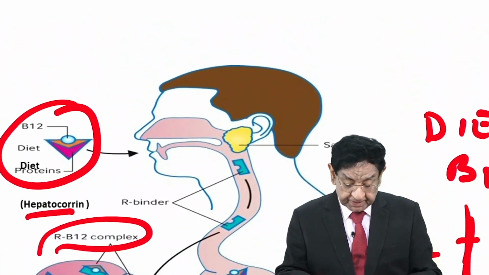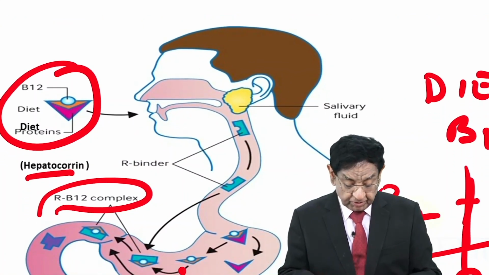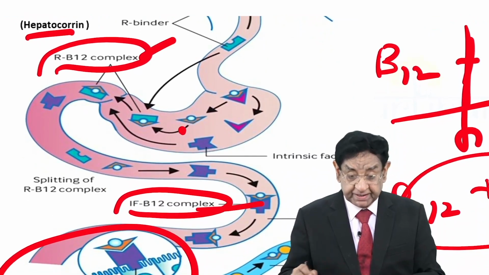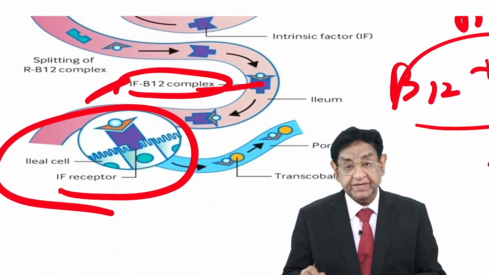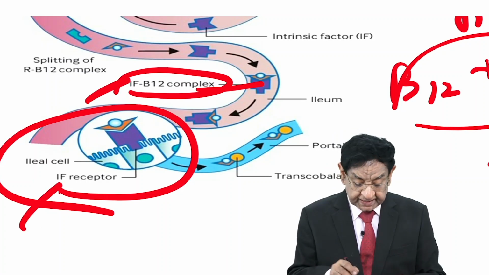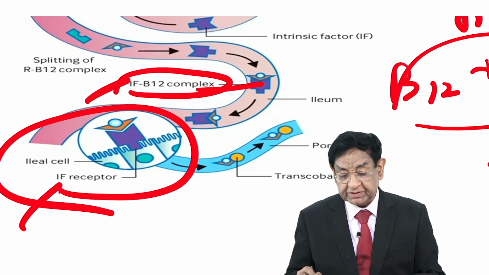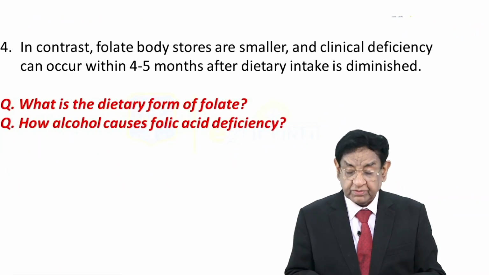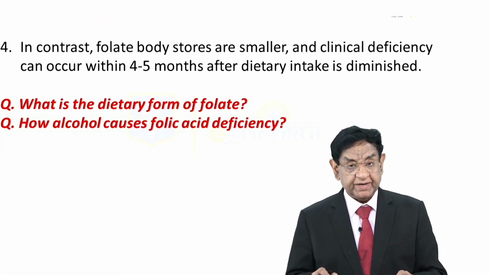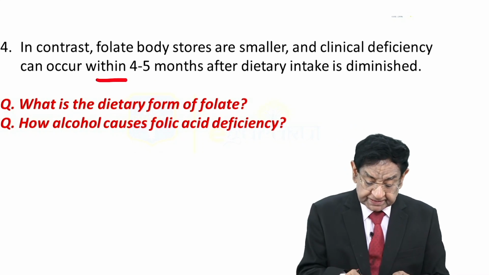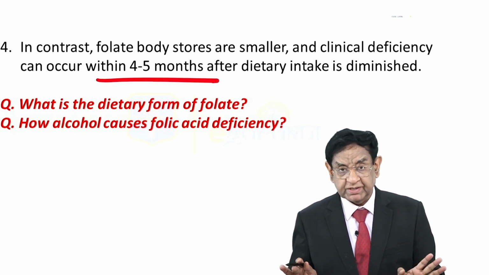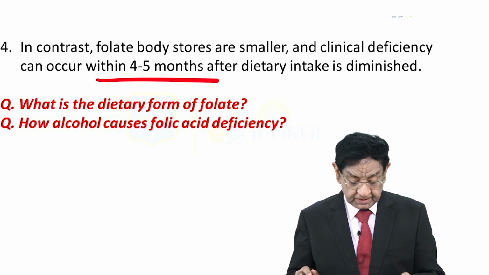The same thing you can see in the bigger picture. Once again, have a look. Dietary protein, then in the stomach the R binder, then the intrinsic factor in the duodenum, and finally getting attached in the terminal ileum. Well, we get a store of 4 to 5 years in B12, but in the case of folic acid, it's only 4 to 5 months.